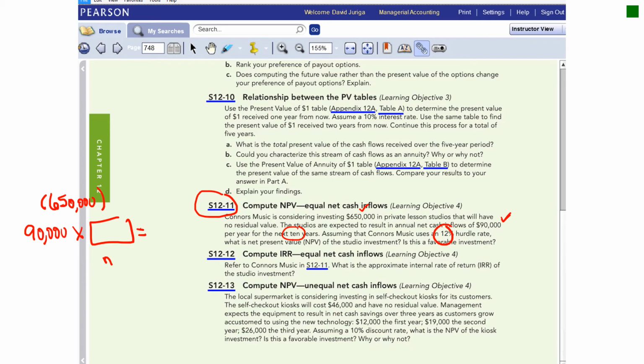The table factor will be using n is equal to 10 periods, an interest rate of 12%. So you go to your present value annuity table because it's going to be an equal amount. Once you find that table factor, you'll multiply it by 90,000. You'll net it with the negative 650. And then as long as you get a number that's greater than or equal to 0, you would say that this might be an acceptable project. Again, I'll show you the exact numbers on the next slide.